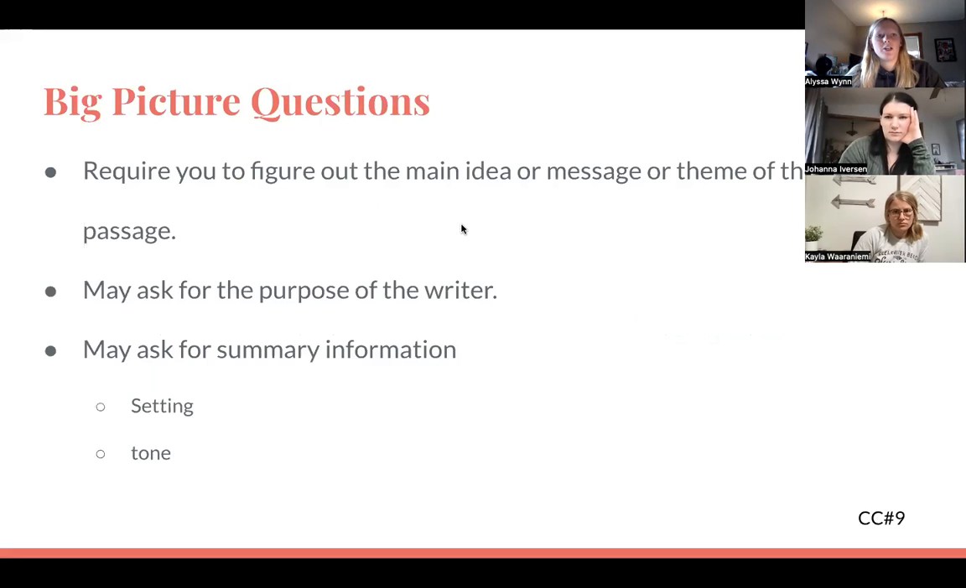So the big picture questions require you to figure out the main idea or the message or the theme that is in the passage, and may ask for the purpose of the writer. So why did they write this? And it may ask for summary information, including what the setting is and what the tone of the passage is.